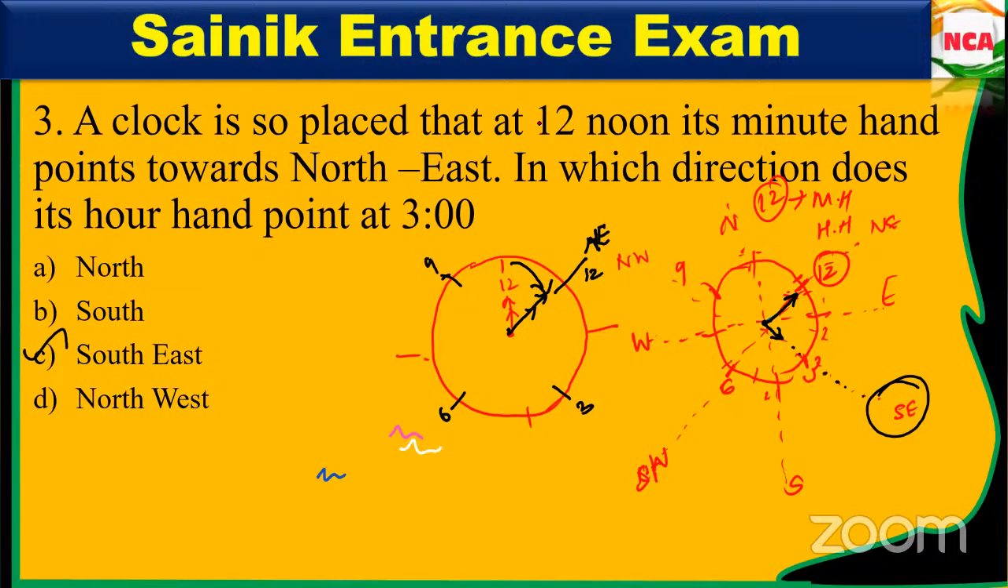At 12 o'clock, the minute hand is pointing towards the northeast direction, right? So northeast direction. So we have changed the 12 to the northeast direction. Instead of north, we have tilted the clock itself. Okay? So that the 12 is pointing to the northeast direction. Is that clear now?